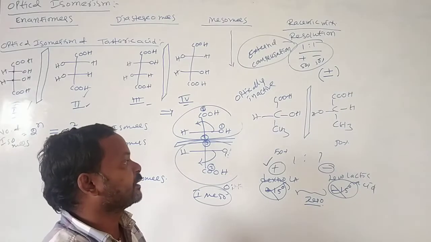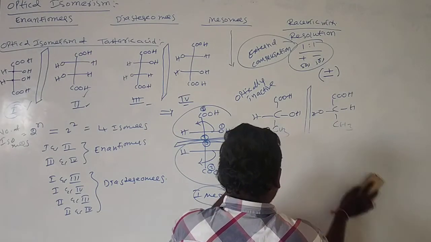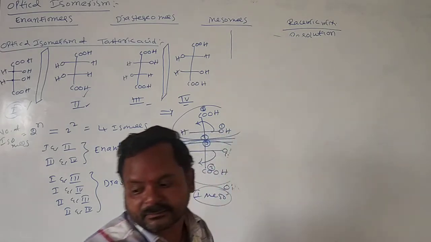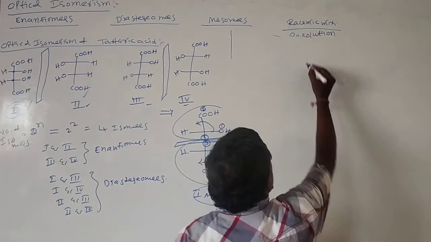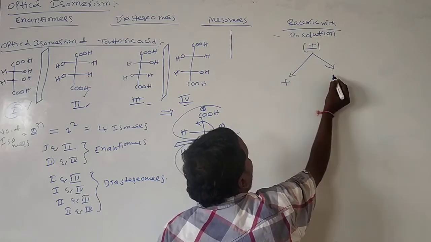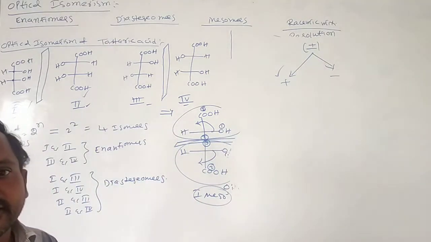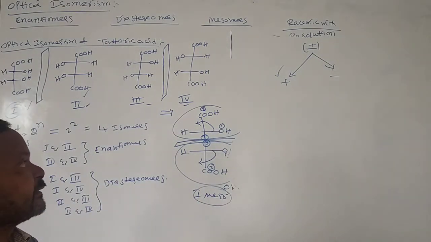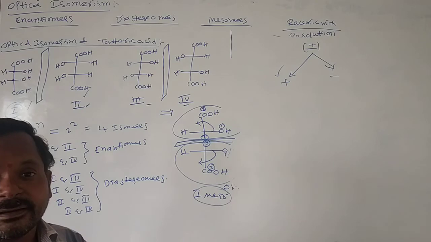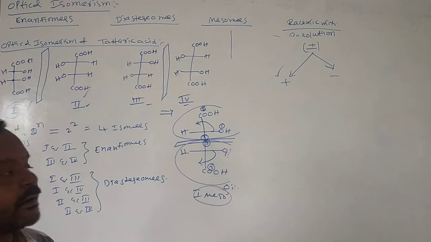This is about the importance of the racemic mixture. What is the meaning of resolution? The separation of a racemic mixture is called resolution. Racemic mixture separation into plus and minus. The separation of a racemic mixture into individual isomers is called resolution. This is about the importance of optical isomers, and what enantiomers and diastereomers are.